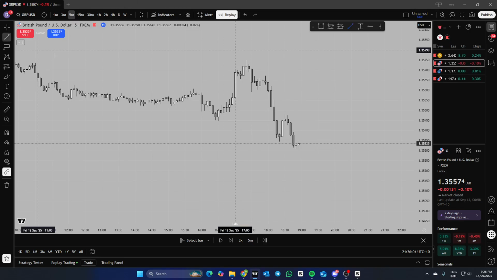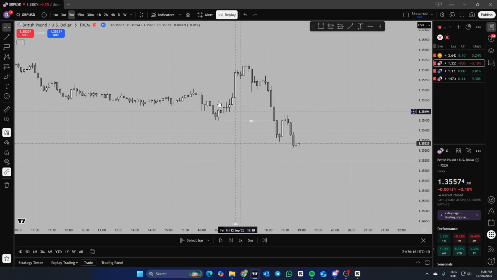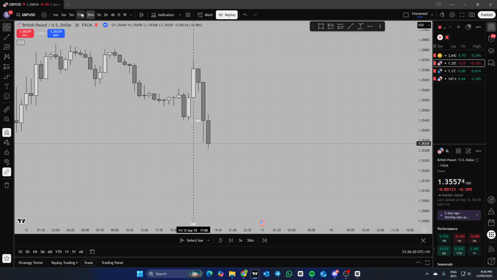So I guess if you're taking the 5-minute, you could say this was a little internal break, I guess, to the downside. But regardless, this, much cleaner. You want a higher time frame confirmation with a breaker structure. 30-minute, you can see, way cleaner.